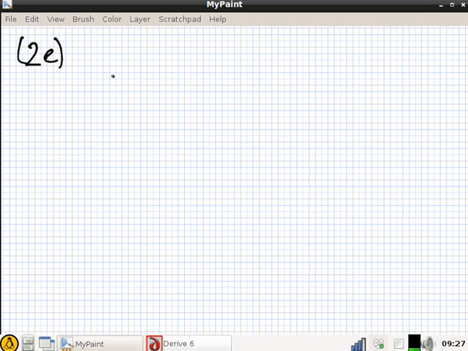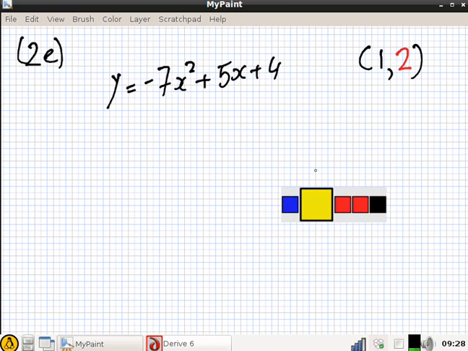So now we have y equals minus 7x squared plus 5x plus 4. And I have the point x is 1. Okay. If x is 1, I can see what the y is. What's the y? Well, I just put x equals 1 in here and I get the y. What do I get? If you put in 1, what do you get? 2. This is something you found.